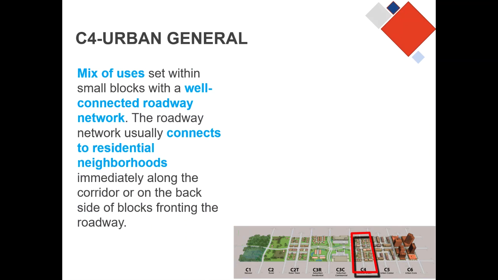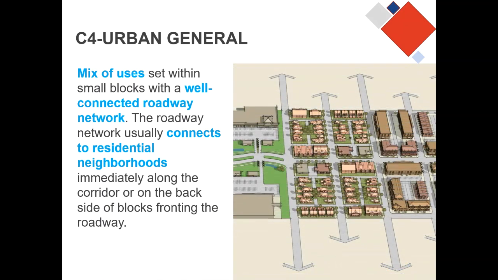As urbanization increases, we come to the C4 urban general category. This is the general urban fabric of most cities. It's not the downtown area, it's not the suburbs on the edges, this is the areas in the middle. In Florida, a lot of these communities were developed in the early 1900s or before World War II at least, and they are typically walkable. They have a mix of uses.